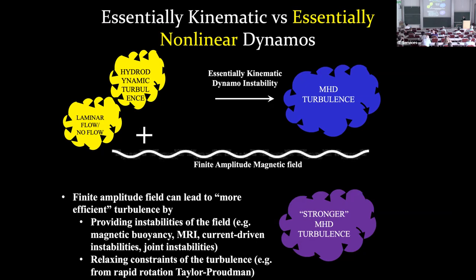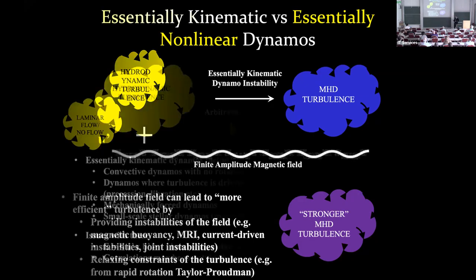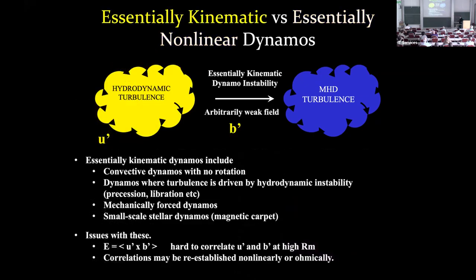So if we have an instability of the field, so maybe the magnetic buoyancy or the MRI, or perhaps current-driven instabilities or joint instabilities, there are a lot of things we could think about, then one might get a more efficient generation of an EMF. Because if we're interested in correlations between U prime and B prime, it'd be nice if both B prime and U prime were driven by the same instability. If they're driven by the same instability, then they may correlate a bit better. They may not, but at least there's a hope that they do.